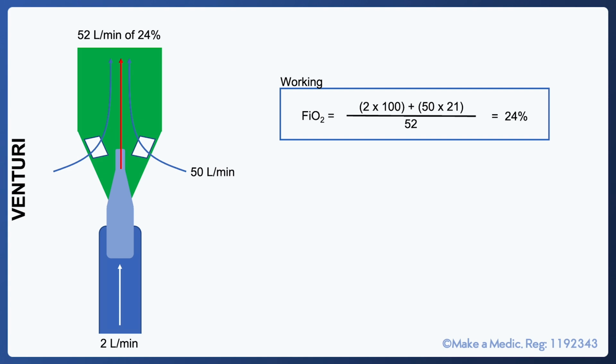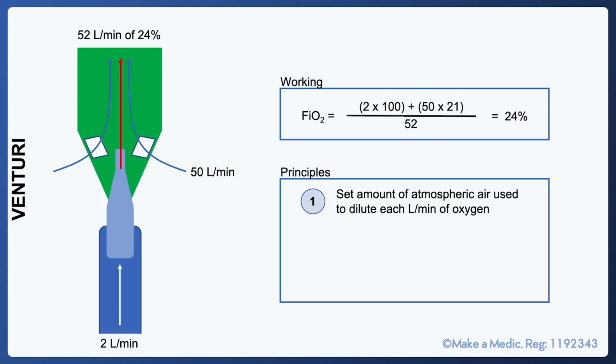Let's recap the key principles. Venturi masks are designed to dilute each liter of oxygen in a set amount of atmospheric air. The different Venturi devices vary in terms of the oxygen flow rate and the size of the aperture. To ensure that the ratio to which the oxygen is diluted achieves the desired FiO2, it requires a specific oxygen flow rate to be administered, and this is listed on the side of the device. To reiterate, you should only apply the flow rate listed on the side of the Venturi when using the device. Any deviation from this flow rate will mean that you no longer know the FiO2 being delivered.